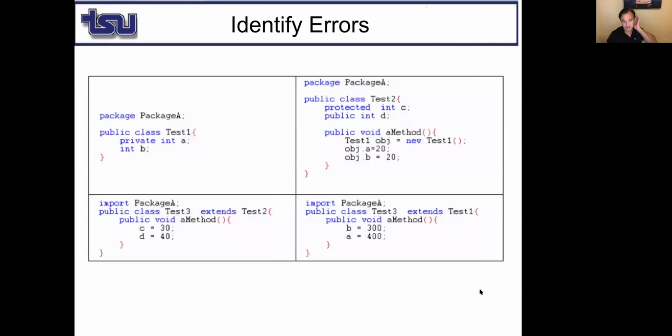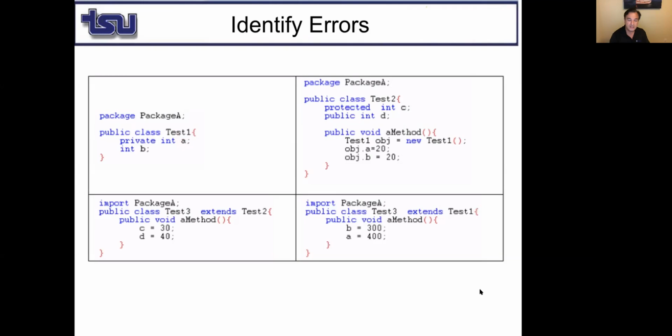Let's be more specific, so it's gonna be better. Think about this. Test 1 is a class located in package A. Test 2 is a class located in package A. That means test 1 and test 2 are in the same package. Test 1 has a private data member and a data member with none. And test 2 has a protected data member and a public data member, okay? And here, I create an object of the test 1 class, and I make a call to A. So you tell me, is this okay?